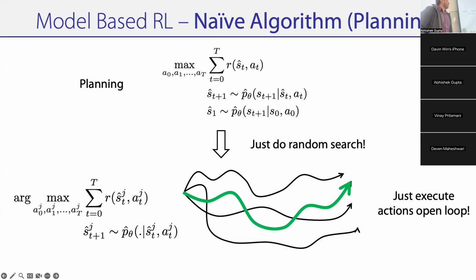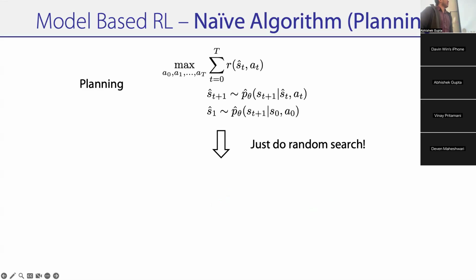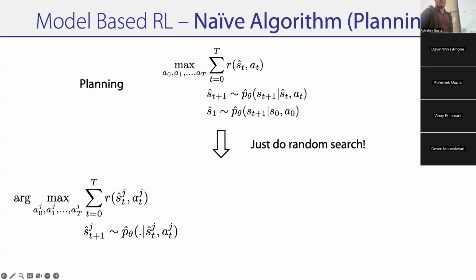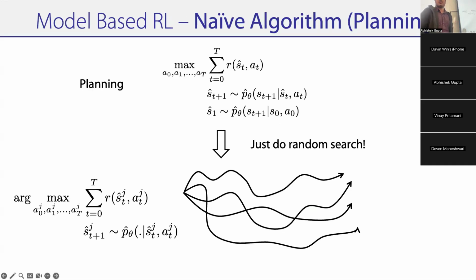If I just chose random actions, learned my model with supervised learning, and then tried a bunch of random actions in this environment, chose the trajectory with the highest reward, and executed all the actions, there's this needle in a haystack problem.